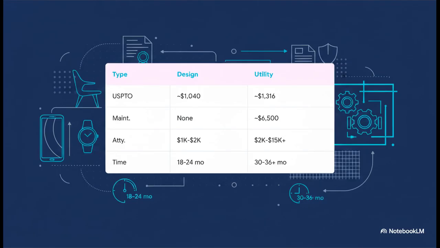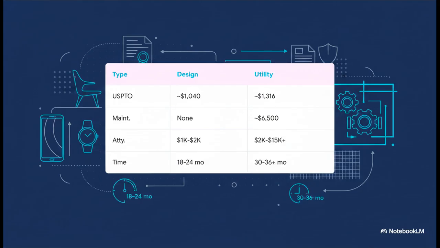Looking at the bare numbers using USPTO small entity rates, which apply to most independent inventors and small businesses, a design patent is significantly less expensive upfront. Total USPTO fees sit around $1,040, and attorney drafting fees typically run between $1,000 and $2,000, usually wrapping up in about 18 to 24 months.